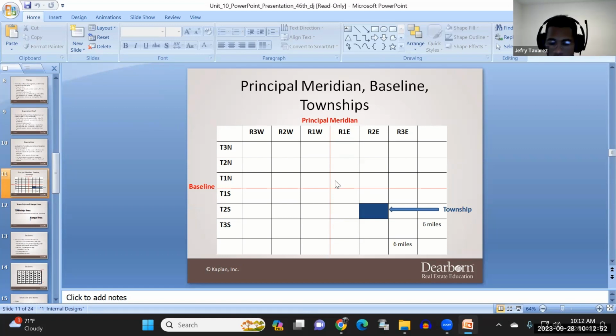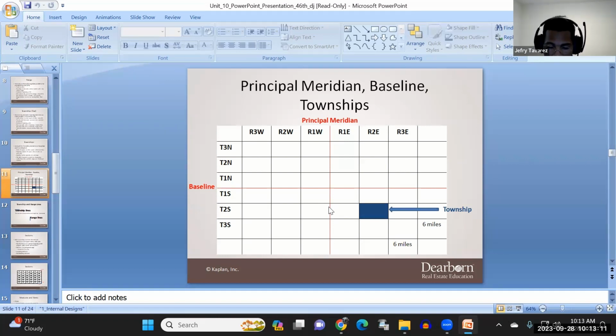Yeah, so just double check. I want to make my own definition on this one. The principal meridian is the vertical middle line. It's the 0 point vertically. The baseline is the 0 point horizontally.